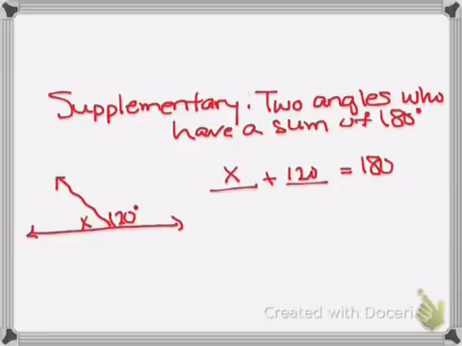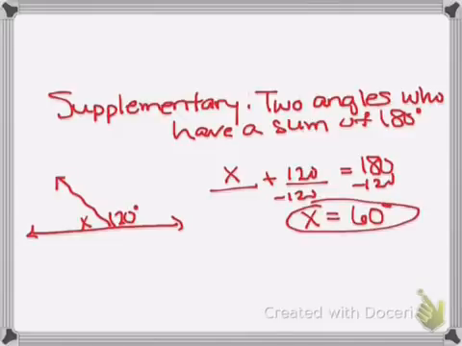Okay, back to the equation. Now I need to isolate x, so I want to subtract 120 from both sides and get the answer of 60 degrees. If you insert 60 in place of x, 60 plus 120 does equal 180, and that's the main difference. Supplementary angles total 180 degrees, complementary angles total 90 degrees. And a fast way, I think, to remember this, complementary is closer to the front of the alphabet, supplementary is further down toward the end of the alphabet, 90 degrees is closer to 0.